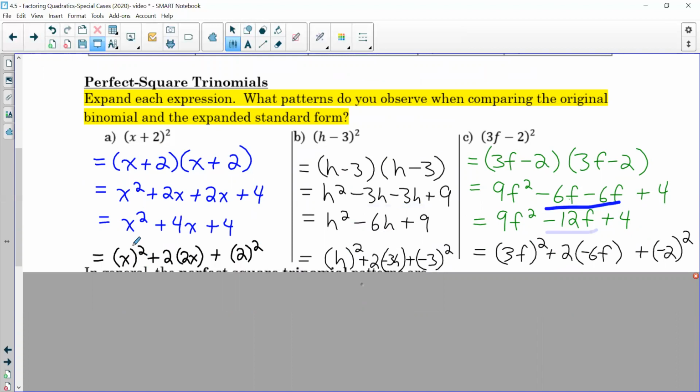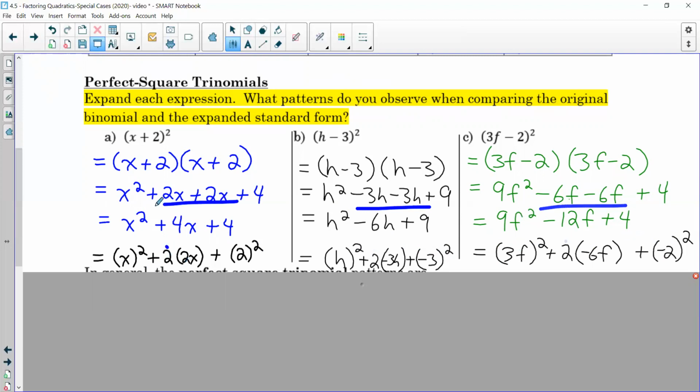So the first part is a perfect square. The constant is a perfect square in each one of them. So 9, now you might be wondering why this is a negative. We'll talk about that in a second. Same thing here. Why is this negative and not positive? But they are perfect squares. So 9f squared is a perfect square because 3 squared would give you 9 and f squared gives you f squared. So the 2 in each one of these is that doubling pattern that I referred to. There's 2 of those, there's 2 of those, and there's 2 of those. So that's also part of the pattern.